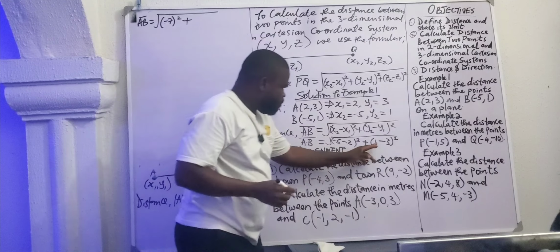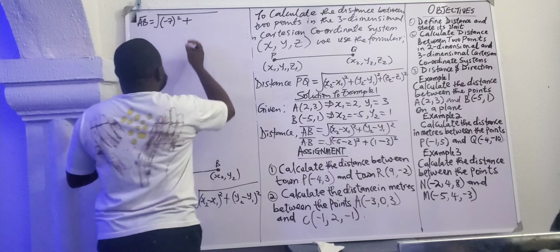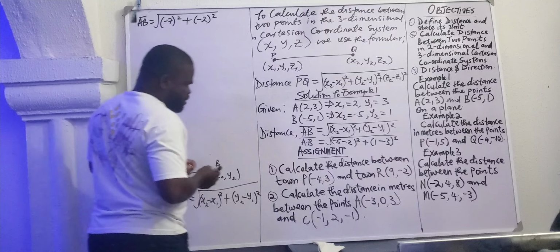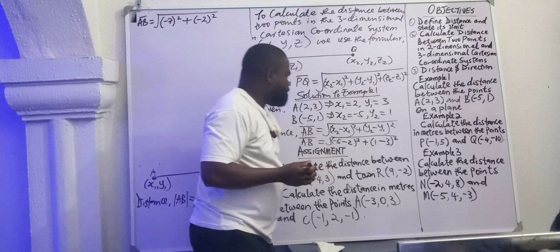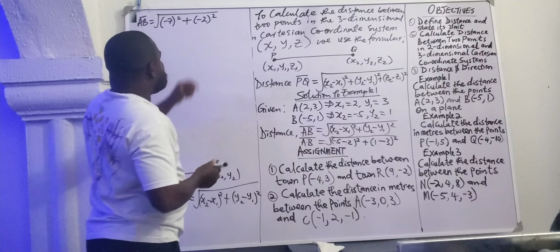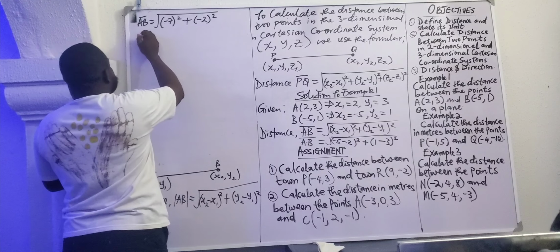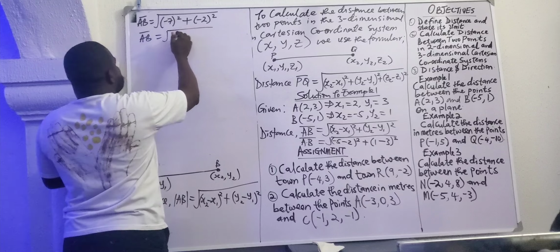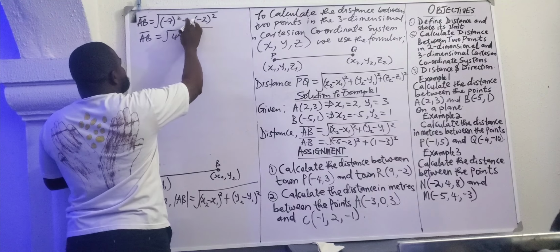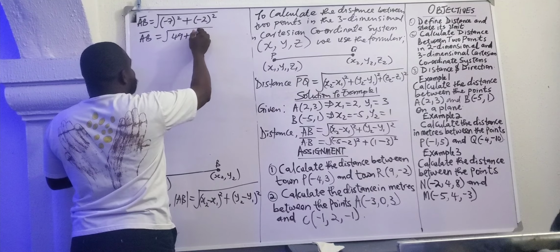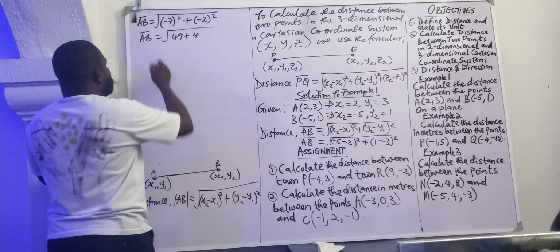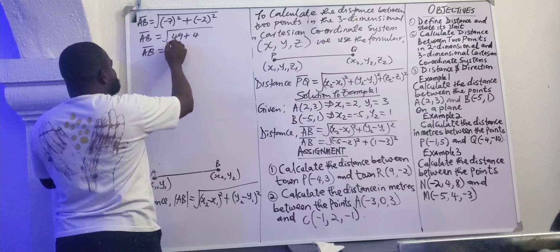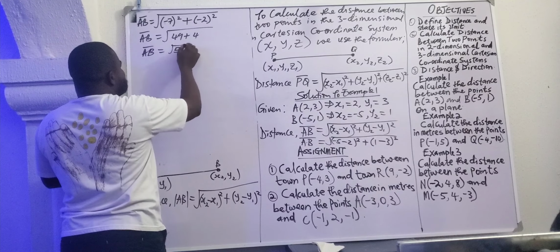Plus, we have 1 minus 3. That will give us -2. Once again, you have to put it in the bracket, meaning it is affected by the square sign. So once we take the square of -7, that gives us 49. If we take the square of -2, that gives us what? 4. So we can add it. That will give me that the distance of line AB is equal to the square root of 53.